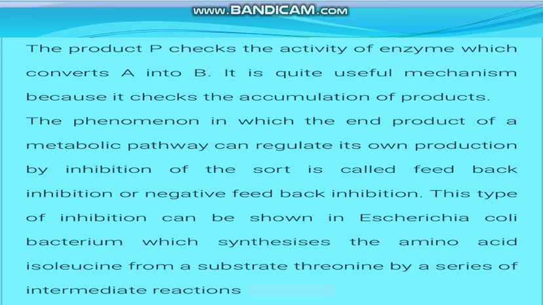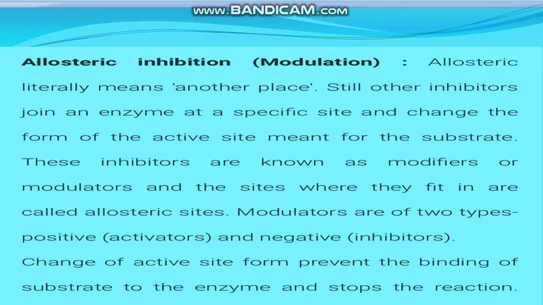Now the last type of inhibition is allosteric inhibition or modulation. Allosteric literally means another place, and here inhibitors join an enzyme at a specific site and change the form of the active site meant for the substrate. These inhibitors are known as modifiers or modulators, and the sites where they fit in are called allosteric sites. Modulators are of two types, positive and negative. Change of the active site form prevents the binding of the substrate to the enzyme and stops the reaction. So this is allosteric inhibition.